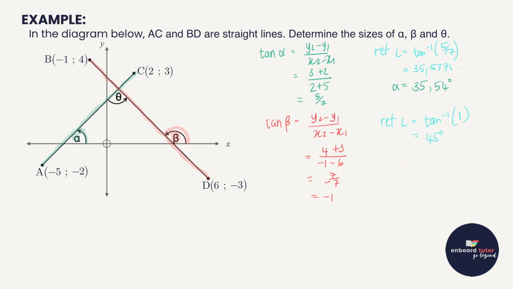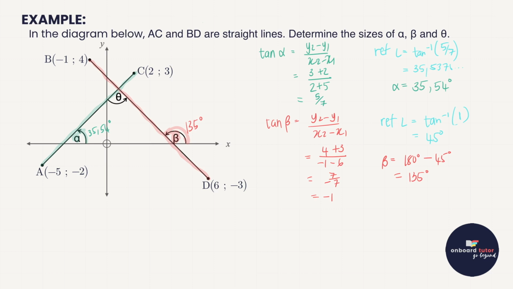So that's 45 degrees as my reference angle. And because this is a negative line, beta is equal to 180 degrees minus that reference angle, which gives us 135 degrees. Okay, so what we've got now is 135 degrees here and 35,54 degrees there. And now I want that third angle, which is the angle theta.